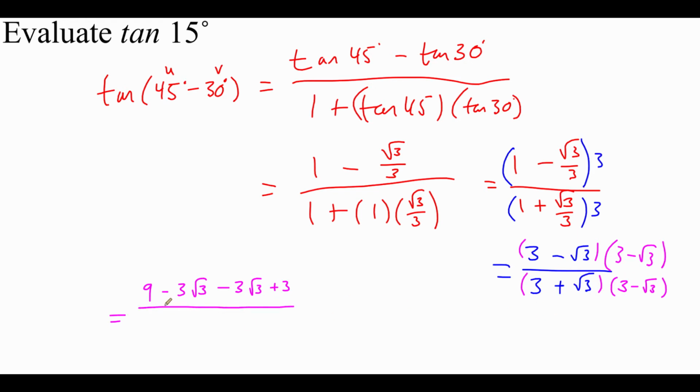On bottom, 3 times 3 is 9. 3 times negative root 3 is negative 3 root 3. Root 3 times positive 3 is plus 3 root 3. And root 3 times negative root 3 is going to be negative 3.